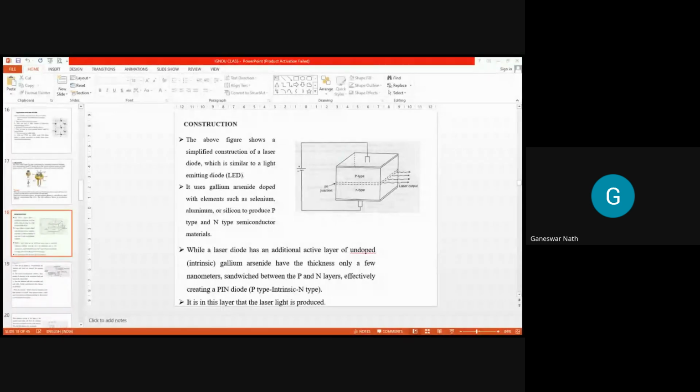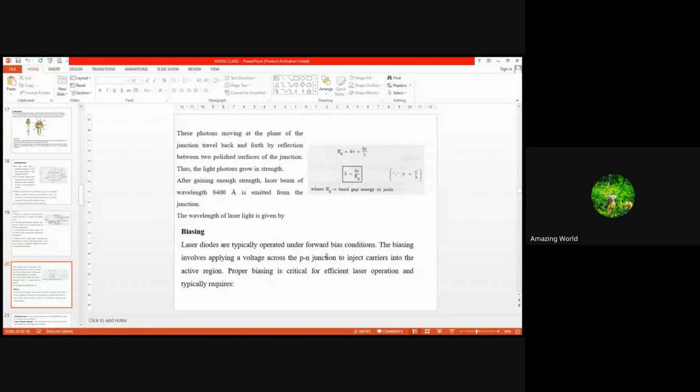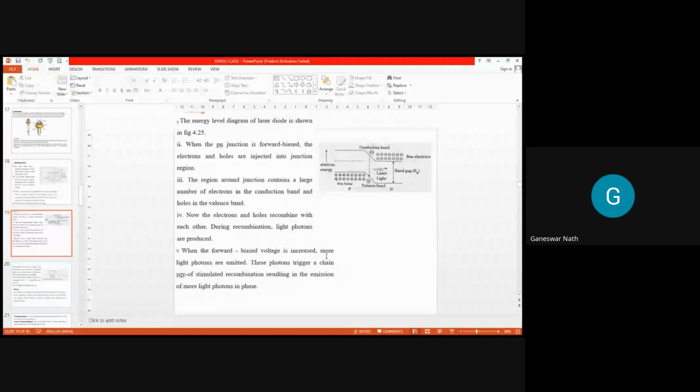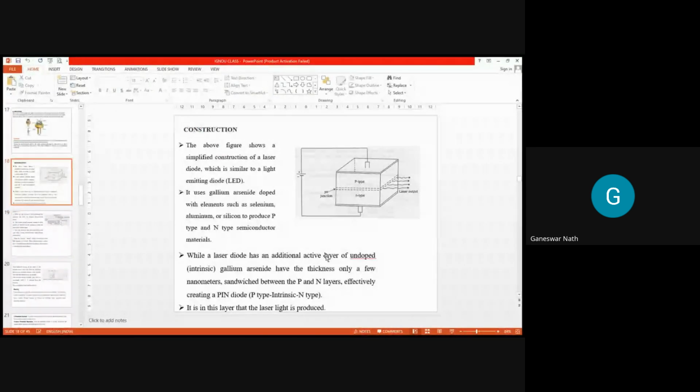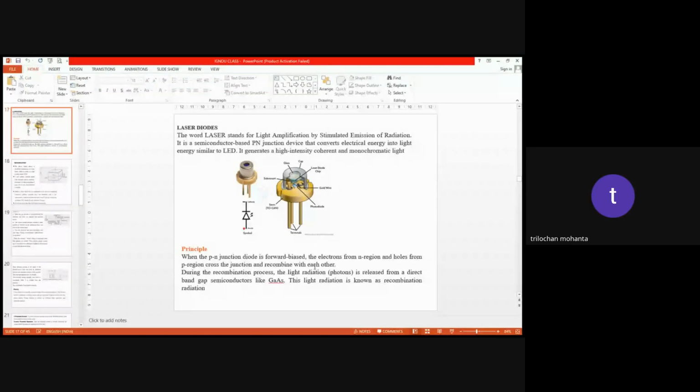Is the slide visible? Yes, sir, visible. Okay, is it visible now? Yes, sir. Okay, let me put... Hello. Is the slide moving? Yes, sir, it is moving. No, sir. Okay.